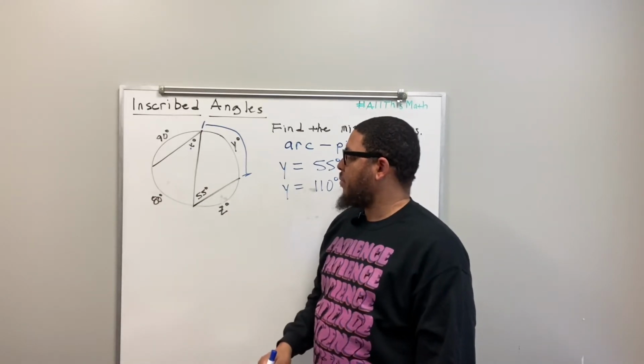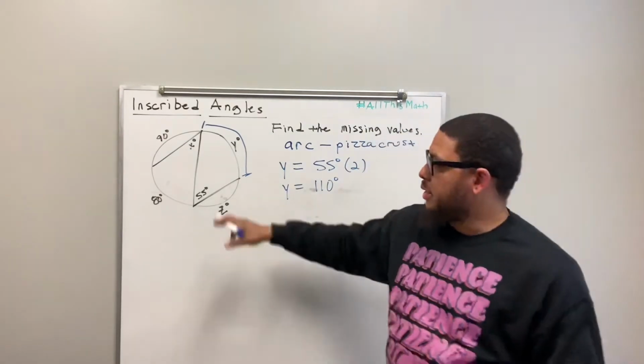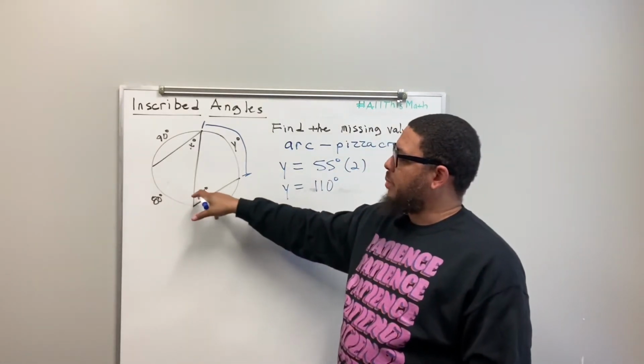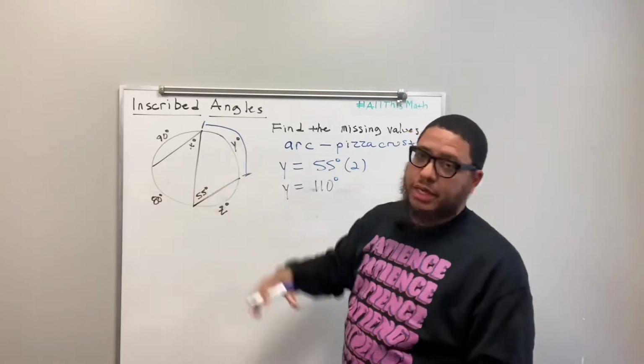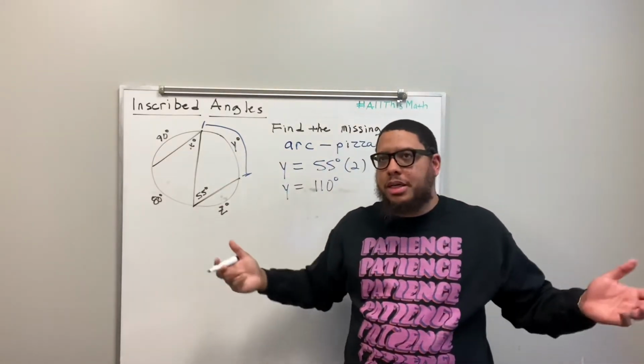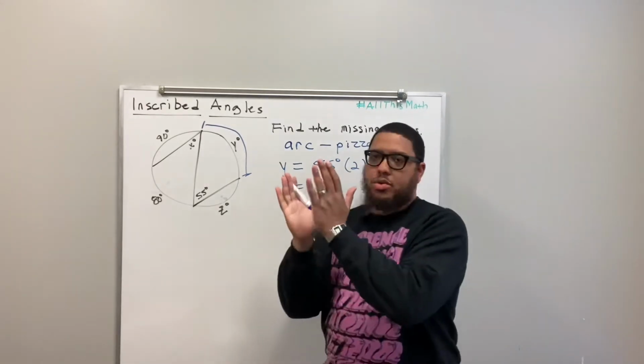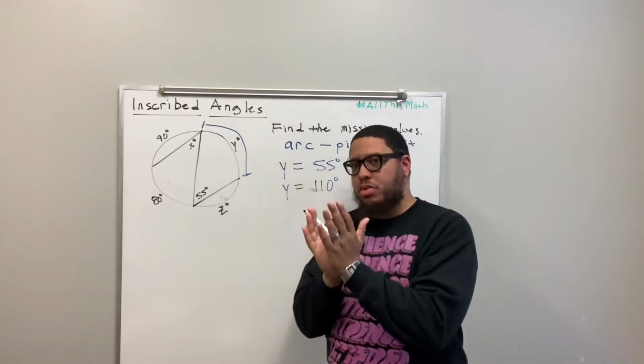So again, that's a rule that you're going to have to remember. The measure of the inscribed angle is always half of the arc that it subtends. Subtends. What does subtend mean? Subtend means that the rays or the segments that create the angle, right?